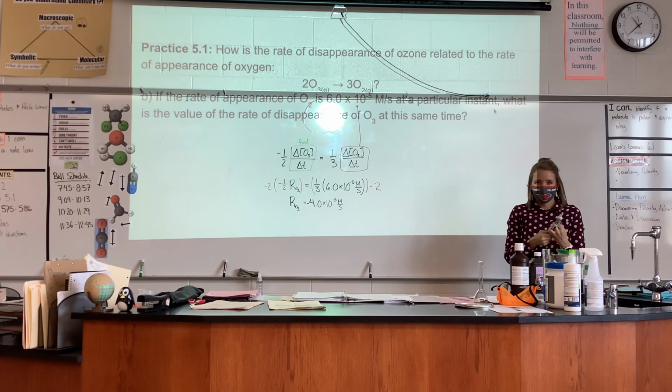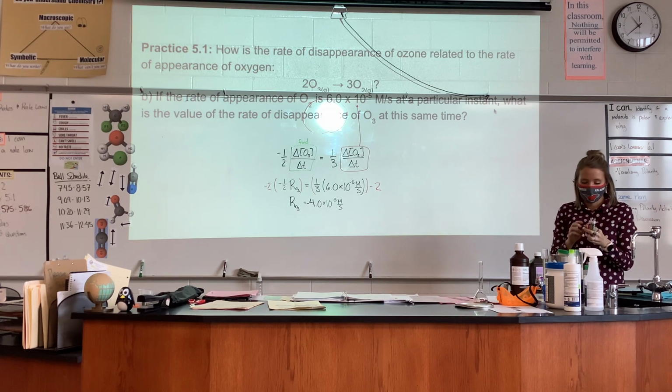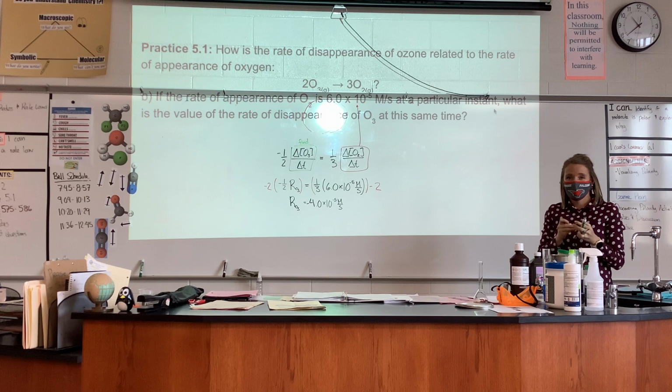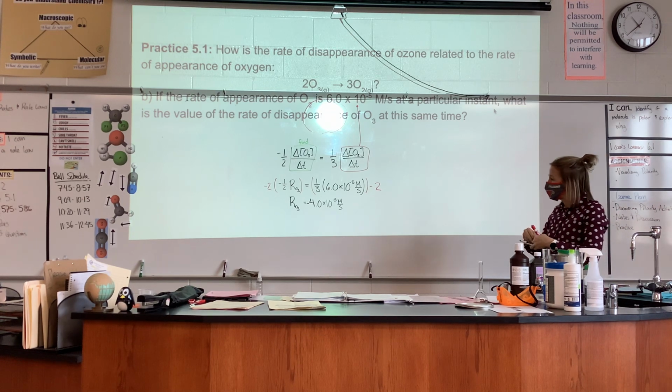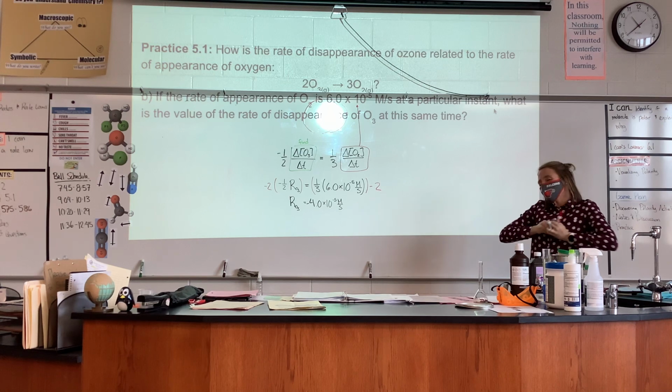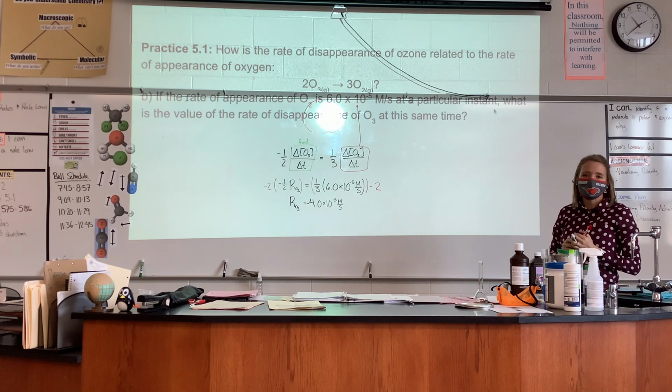Yeah, Gavin. Would you multiply the 1/3 and the 6.0 before you multiply by the -2? Since it's all multiplying, it wouldn't really matter. You should get the same answer either way. Yeah, good question though.